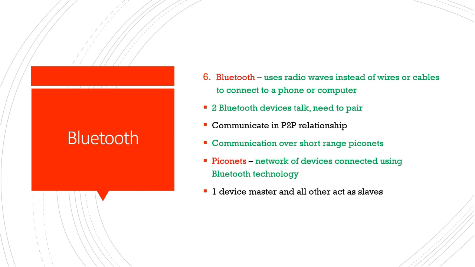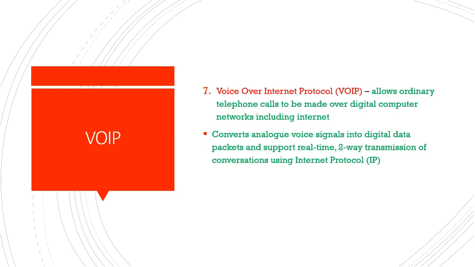Bluetooth uses radio waves instead of wires or cables to connect to a phone or computer. For two Bluetooth devices to talk, they need to pair, and they will communicate in a peer-to-peer relationship, which we have also covered this year. Communication takes place over a short range in piconets, and a piconet is a network of devices connected using Bluetooth technology. One device acts as the master and all the others act as slaves. That is basically how we sum up Bluetooth.